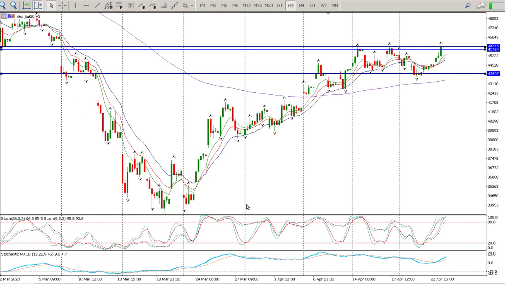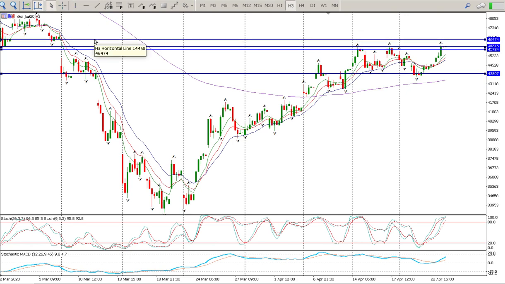Does look like a fairly big cup and handle here as well. If we remove the upside, we do have this gap here as well to the upside. So if we do break this level, then 46,474 will definitely be the next area to watch. Okay, but obviously we're going to need to break through, and we haven't broken through yet. And my oscillators are saying, be careful. We are looking a little bit tired.